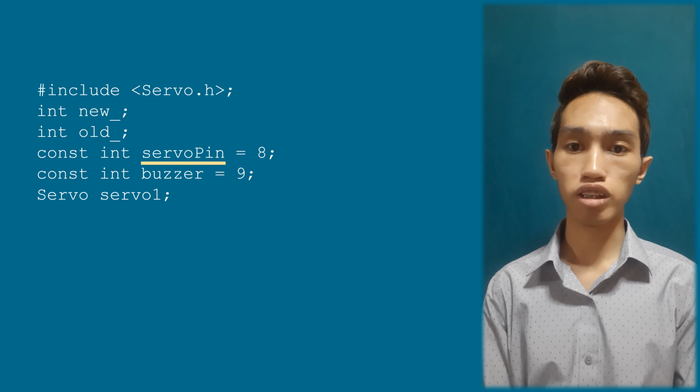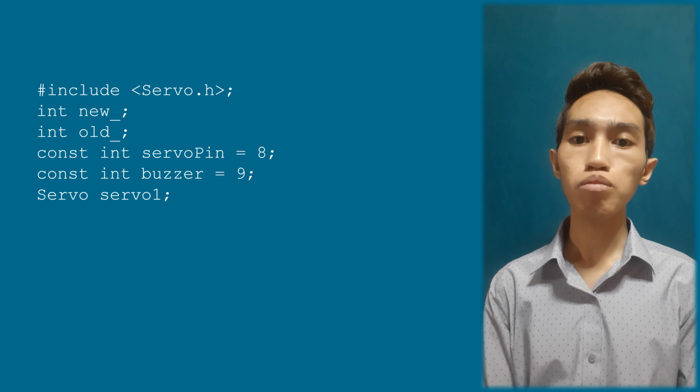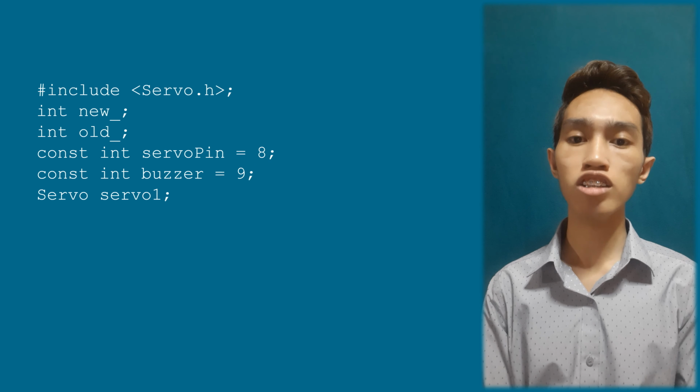Variables servoPin and buzzer were declared as constant integers and were given values 8 and 9 respectively. Variable servo1 was also declared as a Servo variable.